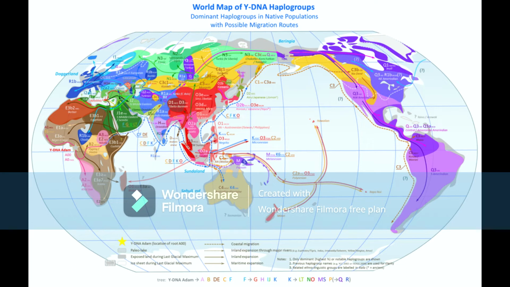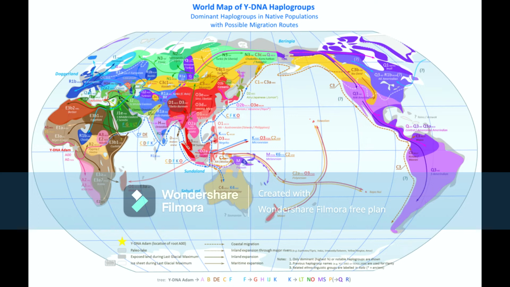Then you have a group called CF, which moved into the Middle East, and C is not labeled here because it's no longer extant, but C was found in Europe, and CF went to Asia, and there it split off into other groups. DE also went to Asia, and DE came back into Africa in the form of E, and D migrated, you can see, to the Tibet area and further on east to the Jomon and the Ainu populations.